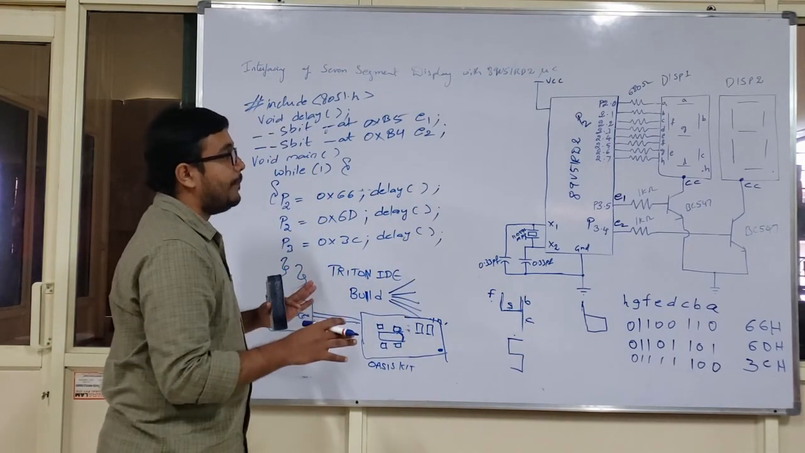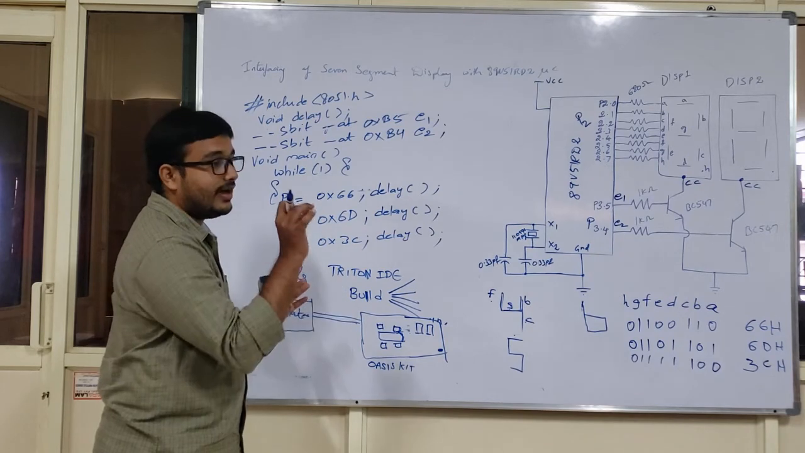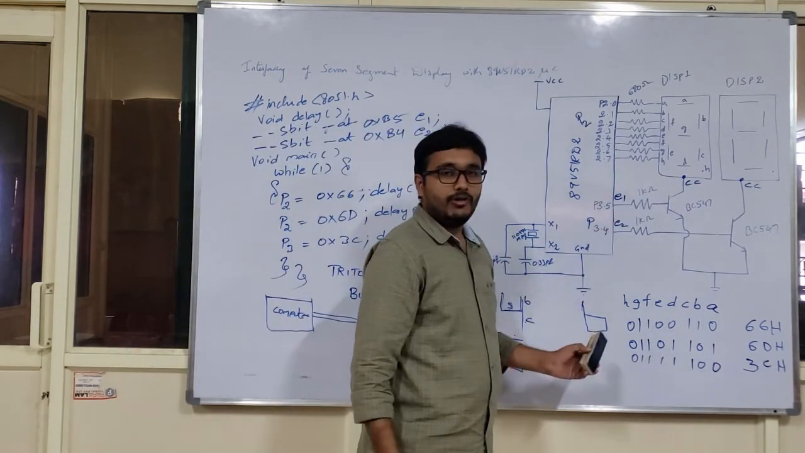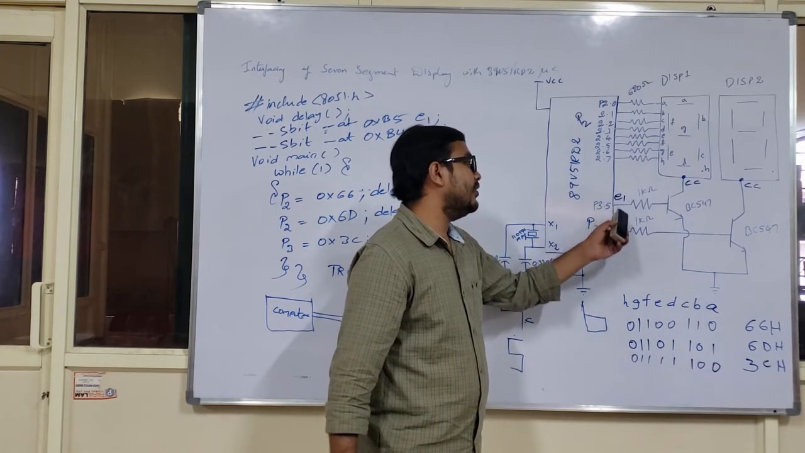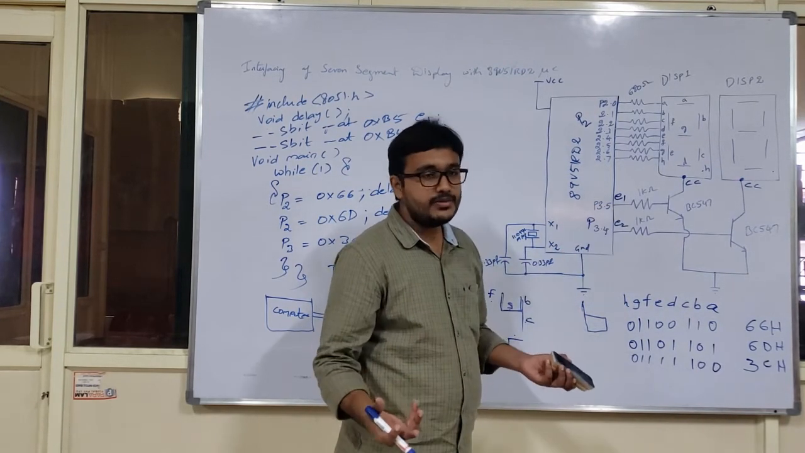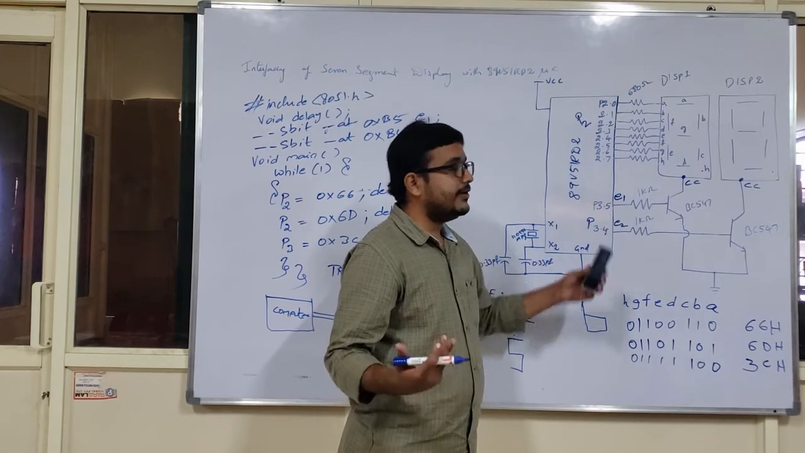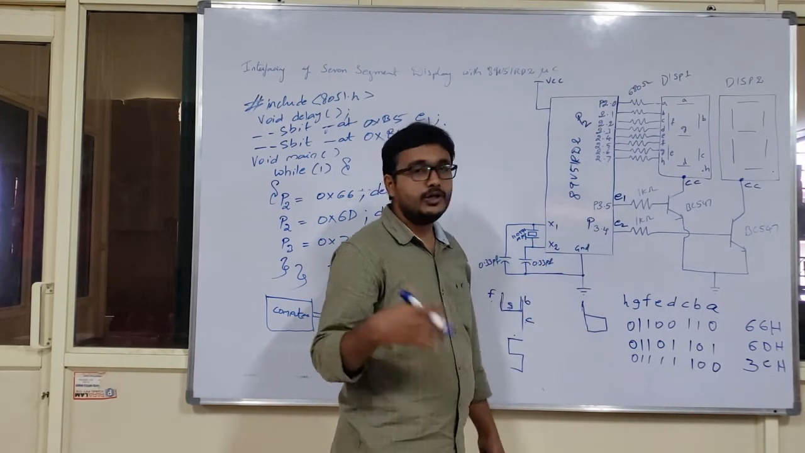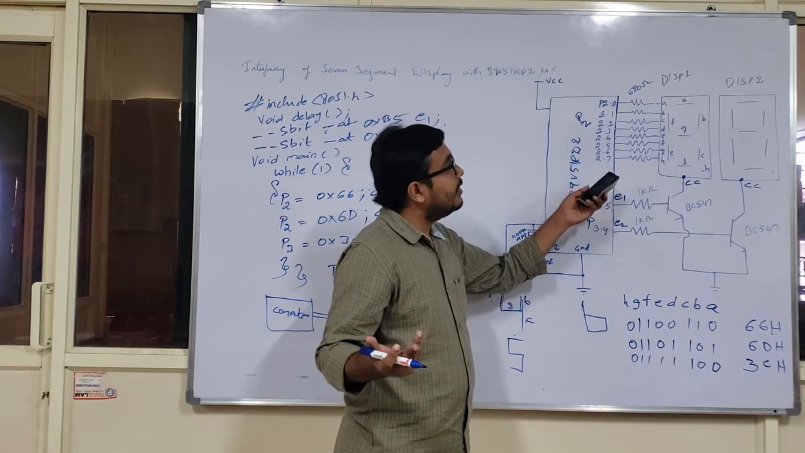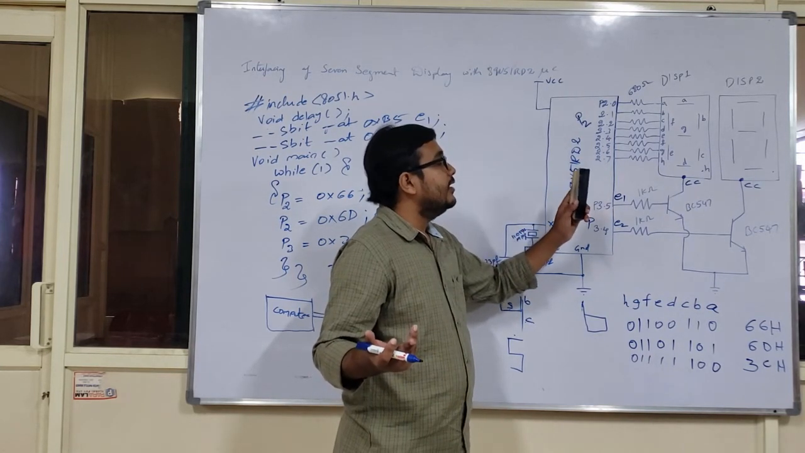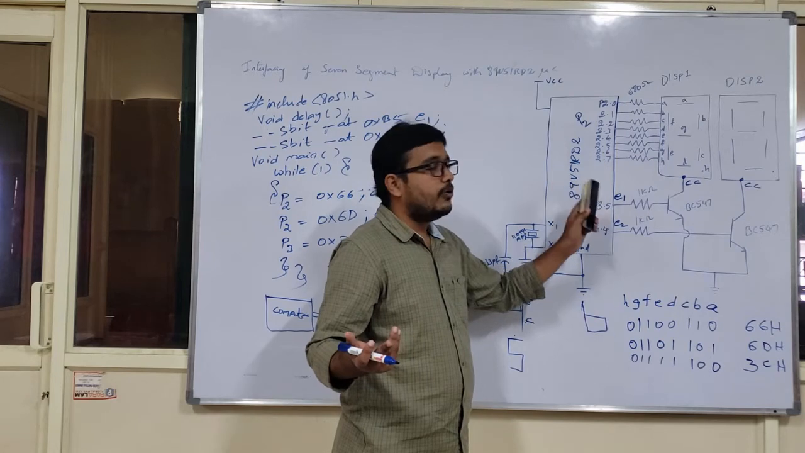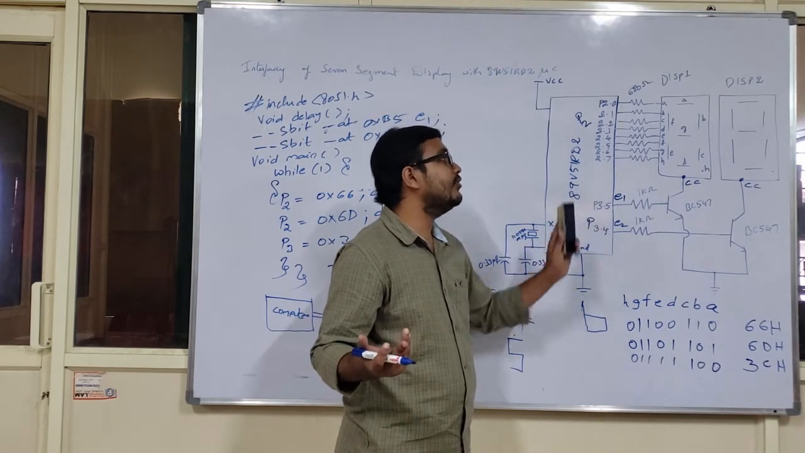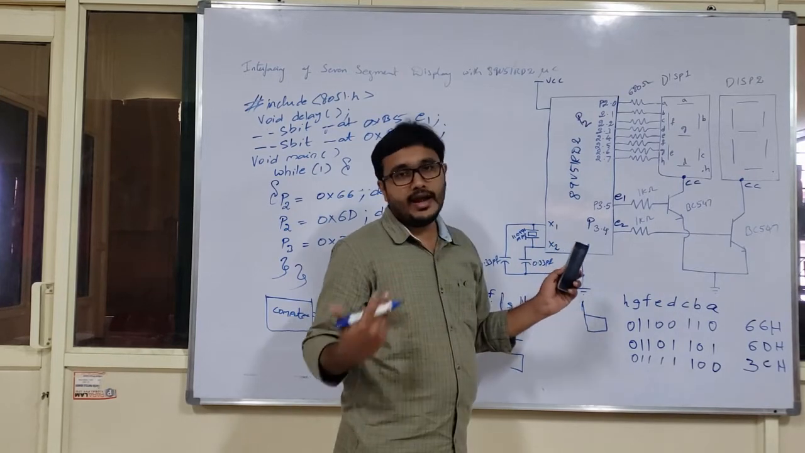So this all happens under the condition when E1 or E2 equal to 0. That means enable 1, enable 2 both at a time can become 0, or E1 equal to 0 and E2 equal to 1, or E1 equal to 1 and E2 equal to 0, depending upon your requirement. You can make both of your 7 segment displays active, or you can make either of your 7 segment displays active.